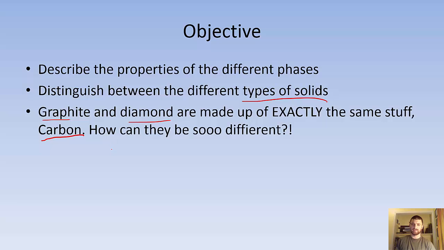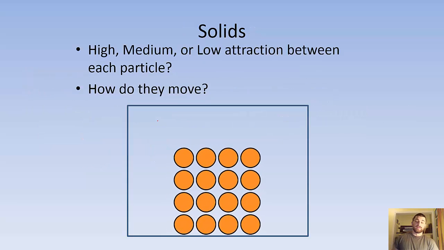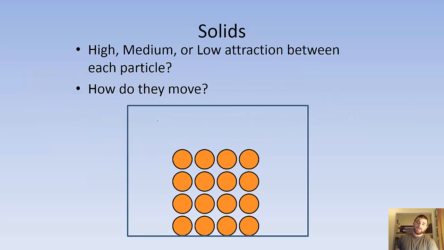Graphite's great for pencils because they're really soft and it'll leave marks all over the paper, whereas diamond, you're not going to use diamond for that. It's a lot harder. It's a 10 on that Mohs scale. So solid, start there. Let's think about this.